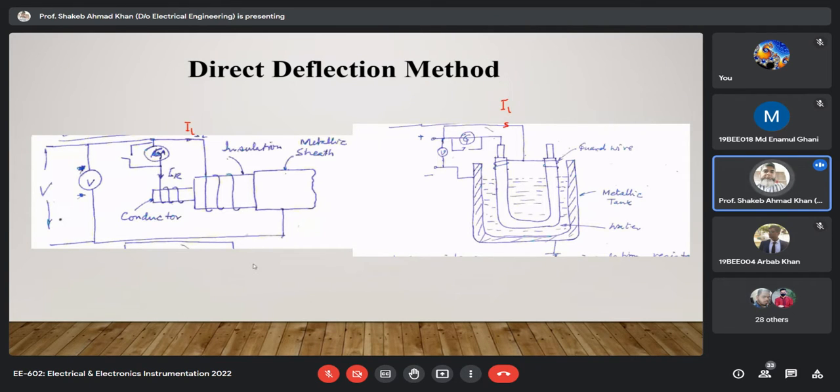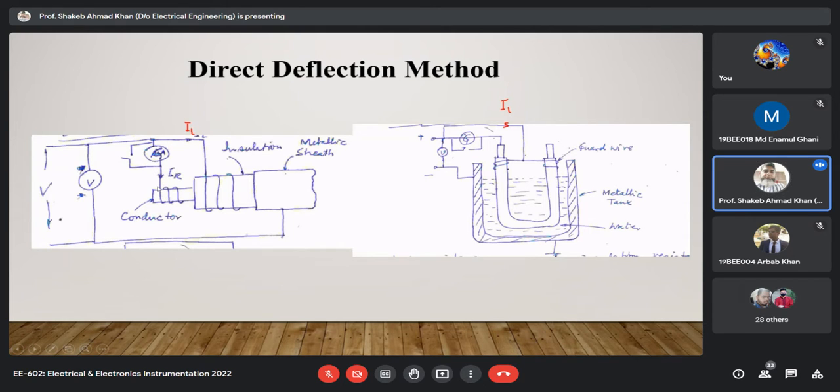So you can say that there are two electrodes here, and in between them the insulation is sandwiched. At one side of this insulation is the cable conductor, and at the other side it is the sheath. So you can see that we are connecting.